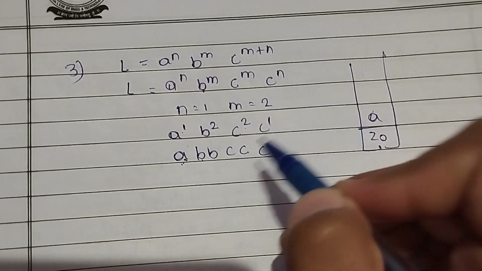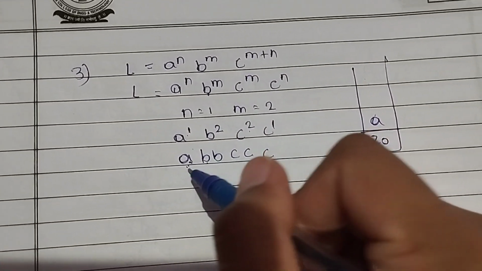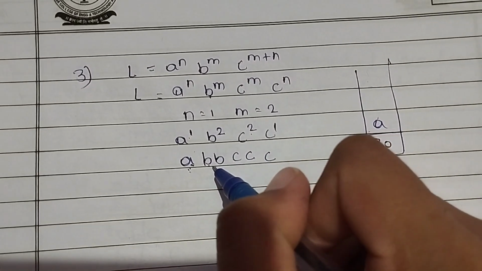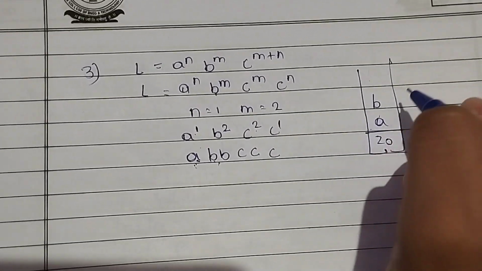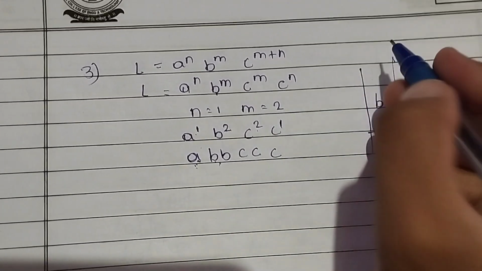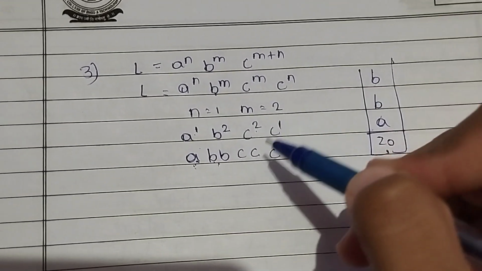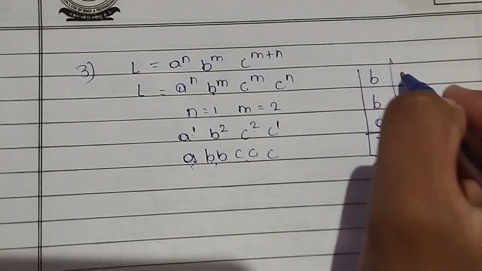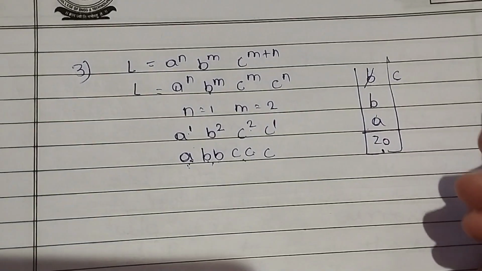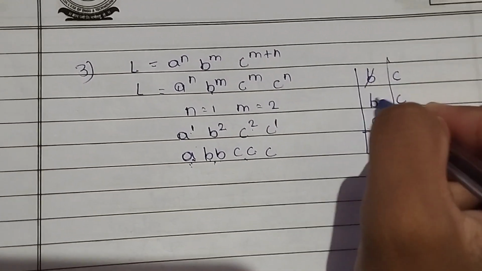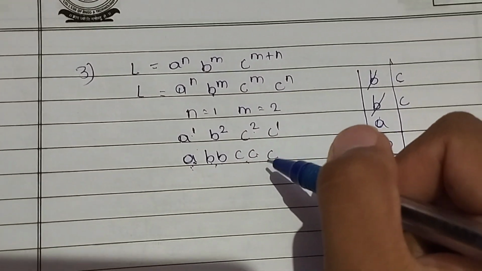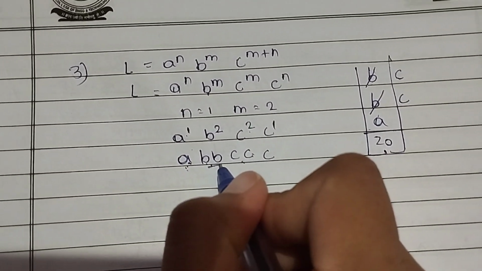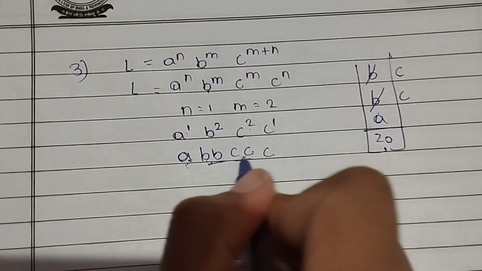So when you read this a, then push. Again you read b, then again push in this stack. Again b is read, push in this stack. Now c is read. So for this c we pop the b. So here we read c, pop this b, again we read c, pop this b. Now this b raised to m and c raised to m is complete.